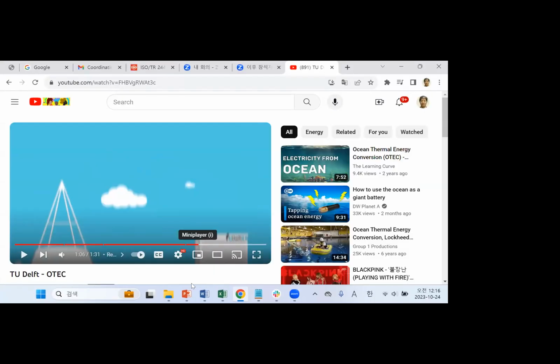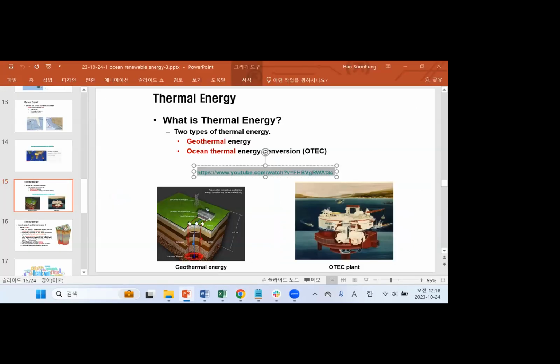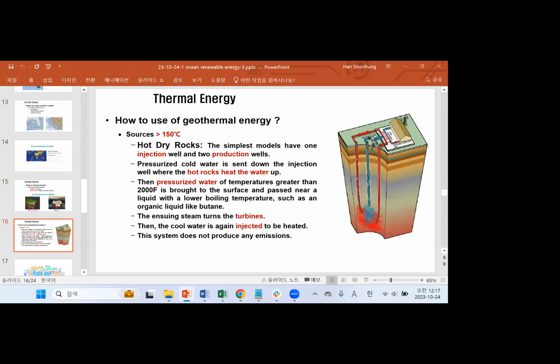Right. Move on to next slide then. So how to use geothermal energy? This is land-based one. Usually the source is very hot, more than 100 degrees Celsius. The hot dry rocks. And then they use injection of water, produce pressurized steam, and then we can use that steam for rotation of turbine.